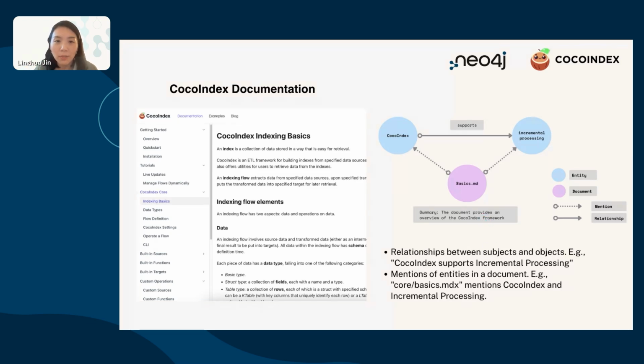So first relationship is like we extract different terminology from a document. And for example, if we say, in this document, CocoIndex supports incremental indexing, then it generates two entities, right? You have CocoIndex, you have incremental processing, so they are like terminology we extracted by LLM, and then the relationship is supports this.